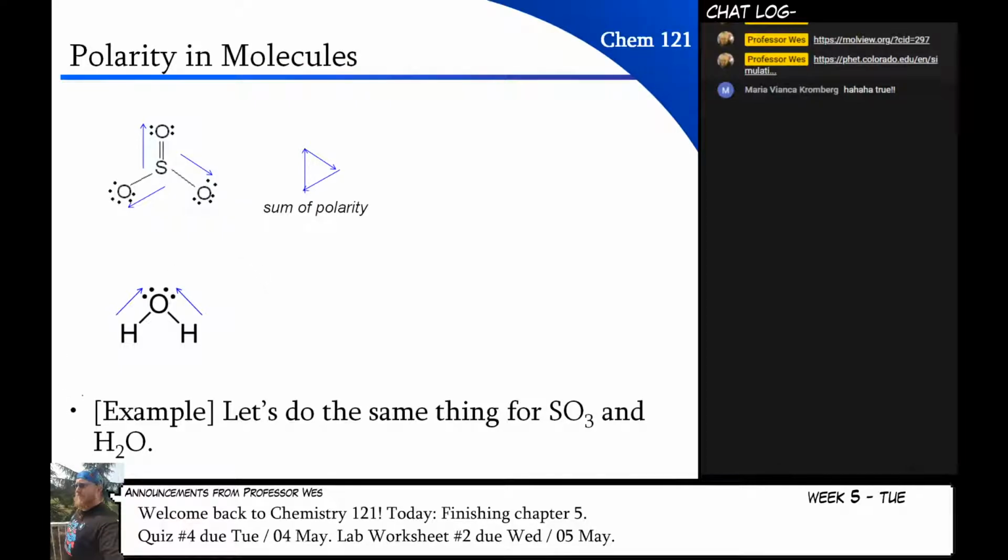They sort of do this thing. They went back to where they started, so this is nonpolar. SO3 is nonpolar. But what about water? Let's do the same thing for water. What do you notice happens here?